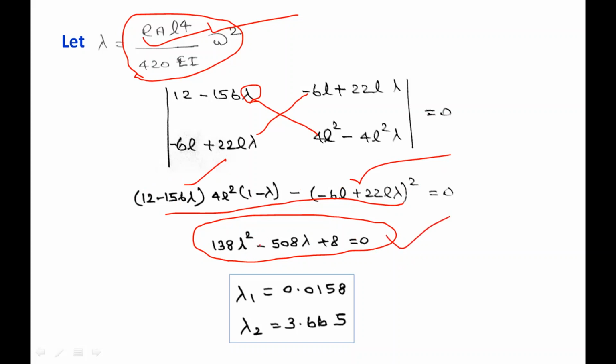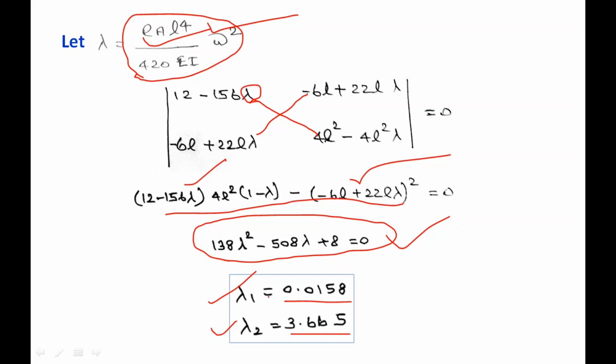When you solve this quadratic equation using a calculator, we are able to get two solutions. We have to take the smaller value as lambda 1 and the larger value as lambda 2. This is the usual practice. So lambda 1 we are getting 0.0158, lambda 2 is 3.665.